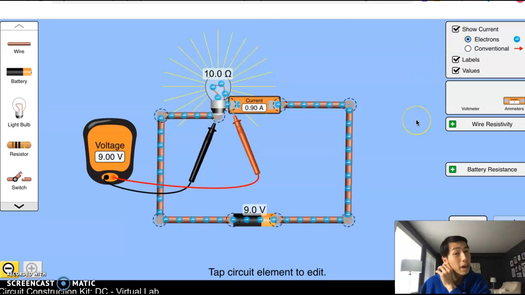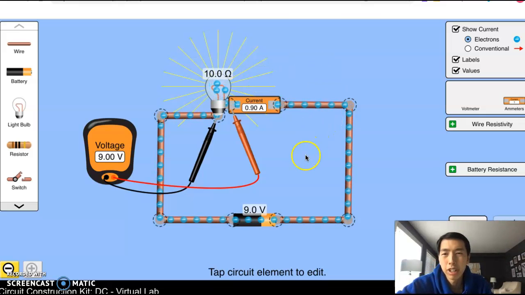So I'm back at my virtual circuit construction kit. I've got here set up a simple circuit. I know it's looking a bit more complicated now, but that's just because I've added the voltmeter and the ammeter that you may be familiar with from the last lesson. But really this circuit only has one battery and one light bulb. That's it.